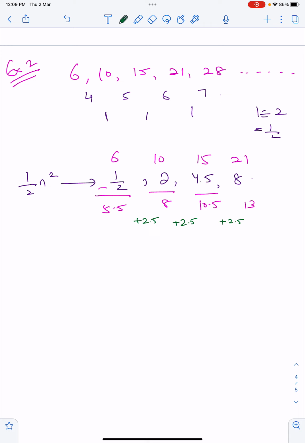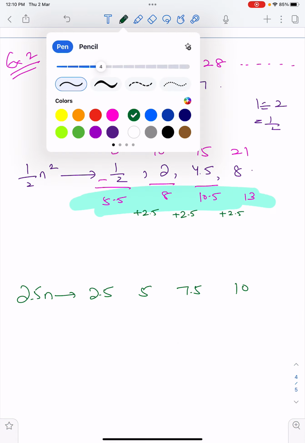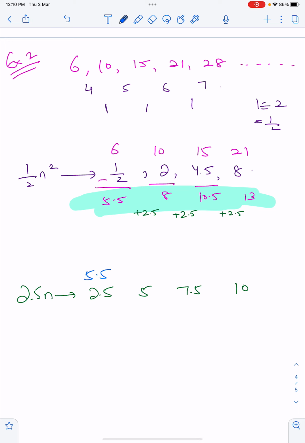Since we have to add 2.5 each time, I'm going to write 2.5 times n. So the first term will be 2.5 times 1, then 2.5 times 2, then 2.5 times 3, which is 7.5, and 2.5 times 4, which is 10. Then I'm going to copy the original linear sequence on top of it, which is 5.5, 8, 10.5 and 13, and find the difference.